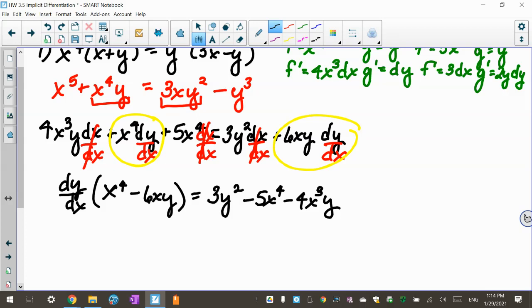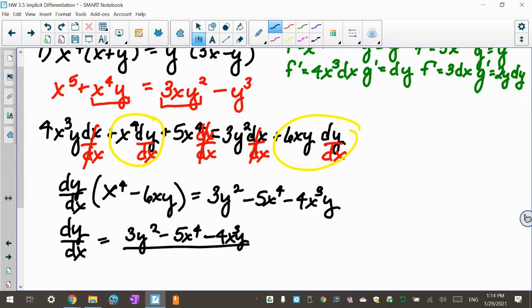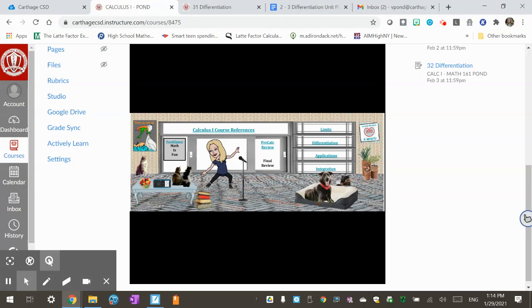All right, so now I'm going to divide through, so I have dy over dx equals 3y squared minus 5x to the 4th minus 4x cubed y all over x to the 4th minus 6xy. So that's what I should be getting here for my derivative. So I hope this helps, and I'll put another video for other ones.